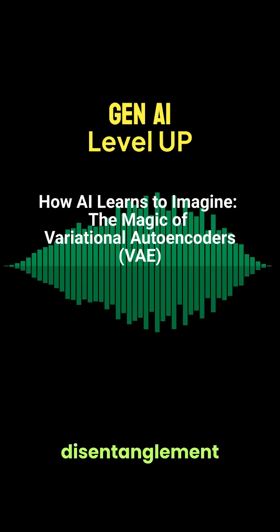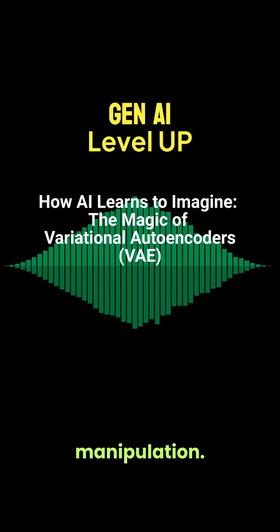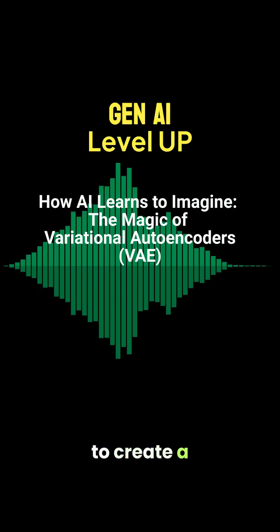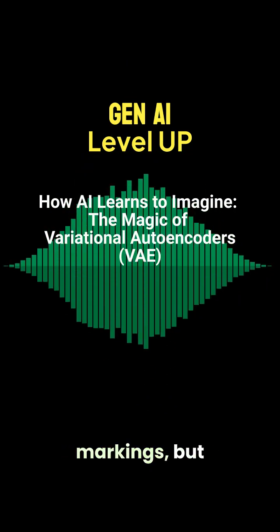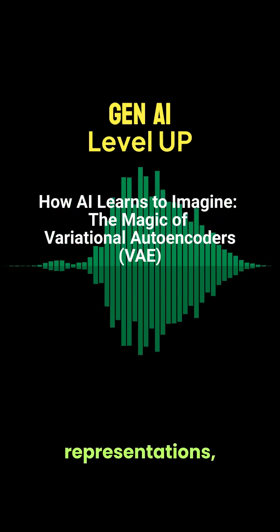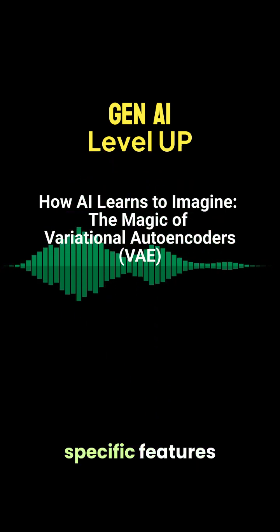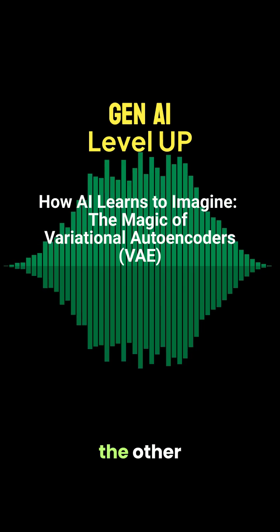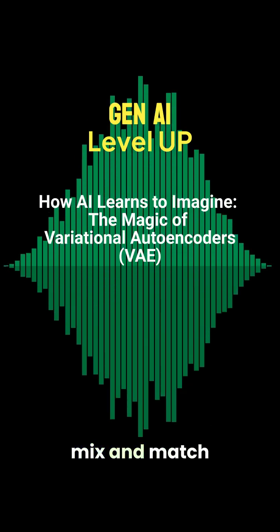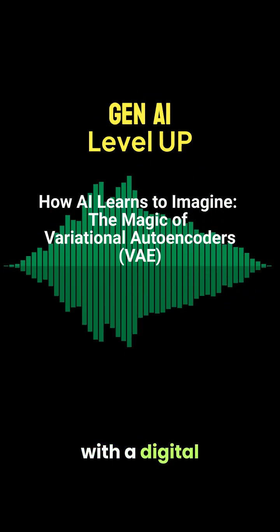Precisely. And this disentanglement can be incredibly valuable for applications like image manipulation. Imagine you want to create a picture of a cat with Siamese markings, but with the fluffy tail of a Persian. With disentangled representations, you could tweak the latent variables responsible for those specific features without affecting any of the other characteristics. So I can mix and match different cat features to create my own custom breed. It's like playing with a digital genetics lab.